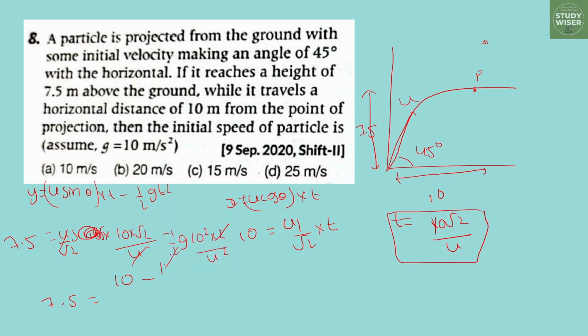100 into 10, 1000 by u square అంటే u square is equal to 1000 by 2 point, that is equal to 400. u is equal to 20 meter per second. Answer is B option.